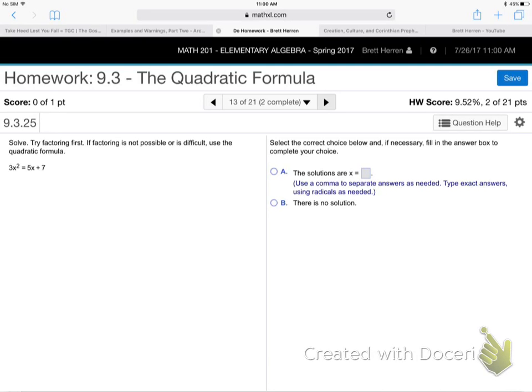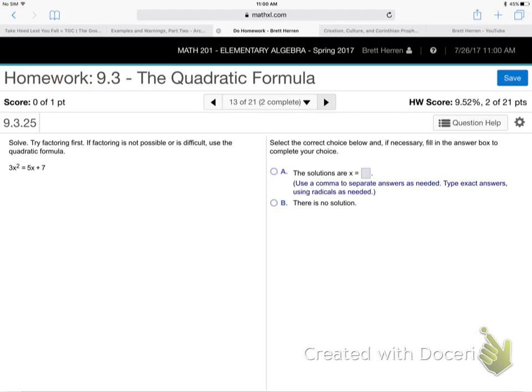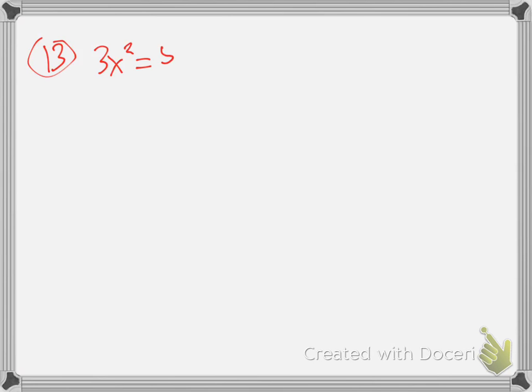Okay. Try that one. 3x squared equals 5x plus, in fact, I'm going to move it to a fresh screen. Was it number 13? Okay, 13. 3x squared equals 5x plus 7. Yeah, 5x plus 7. Okay. Try that one. You know the first thing, right? What's the first thing you got to do? You got to get a 0, huh?